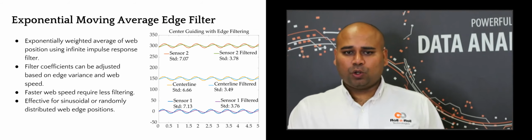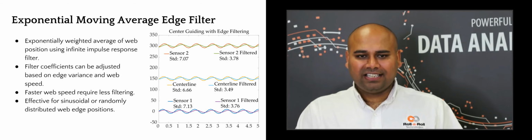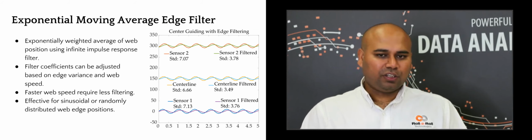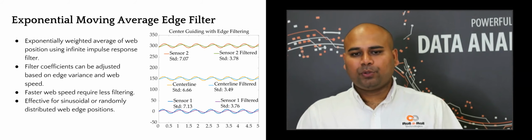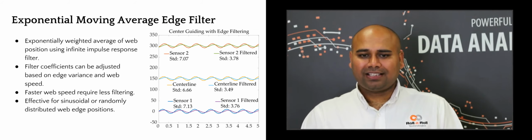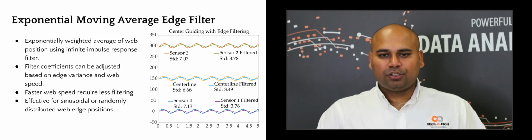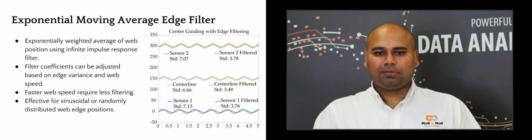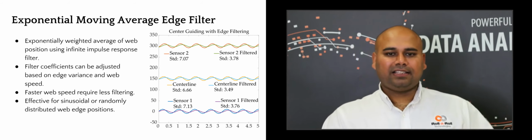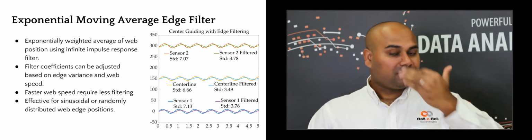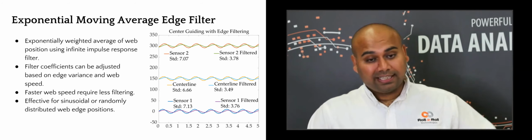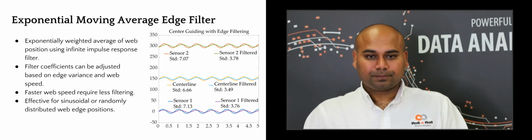This plot is showing how, if you have a standard deviation of 7 and you do filtering, for example, you can reduce that variation by 50%. And then if you do an averaging with that, you can reduce it even further. The top plot is showing the measurement from one sensor, the bottom plot is from another sensor, and the middle plot is the average of those two sensors. That would be the center line, center guiding kind of thing.